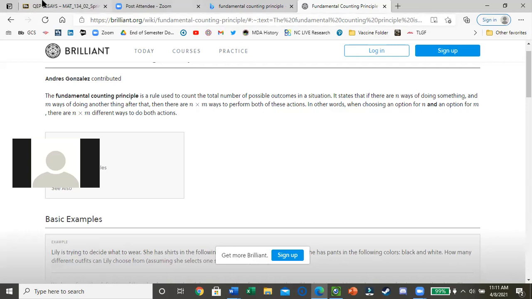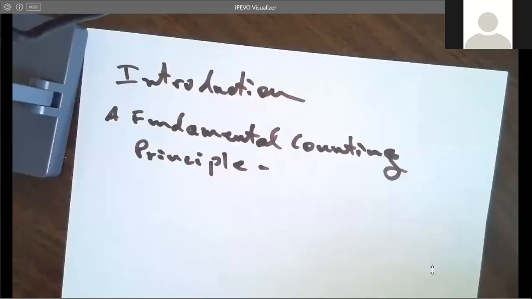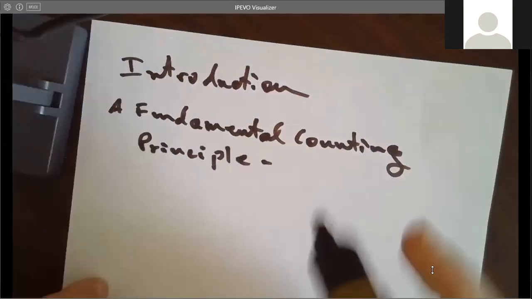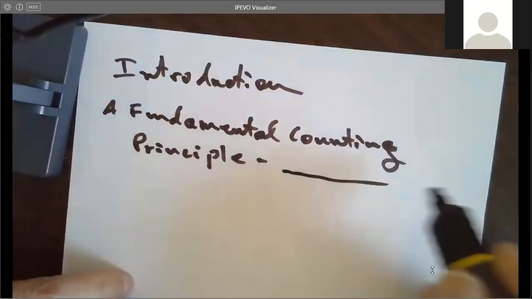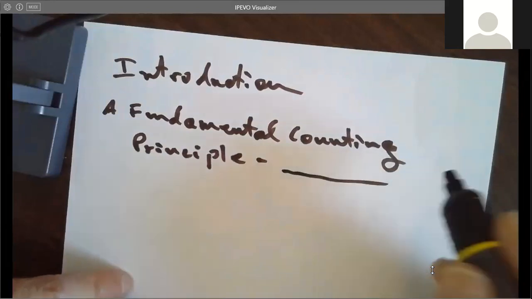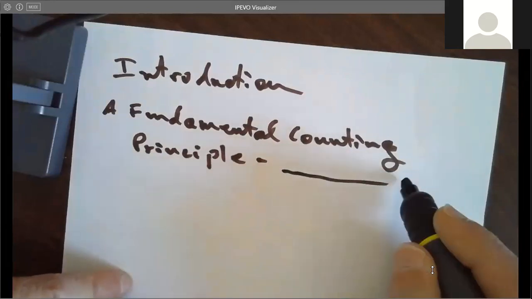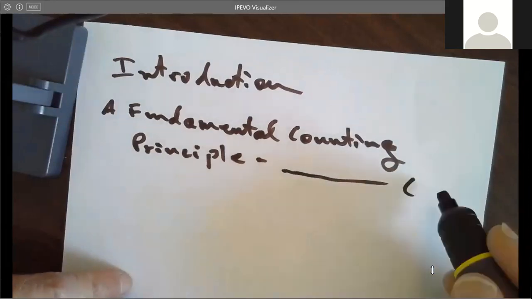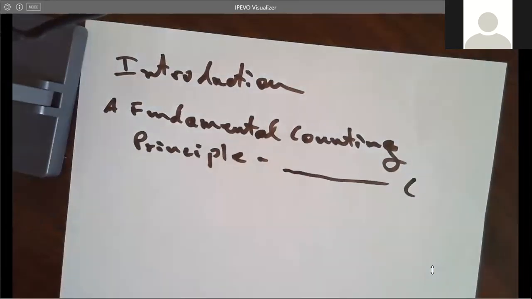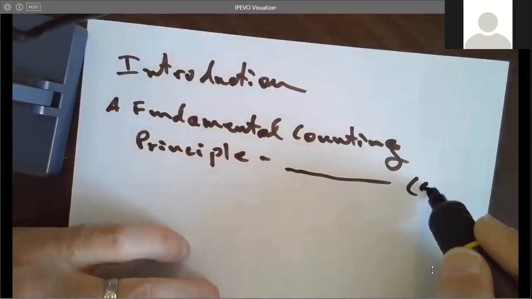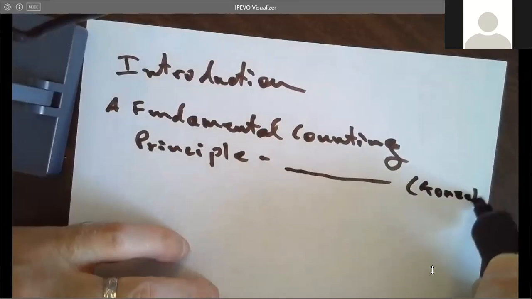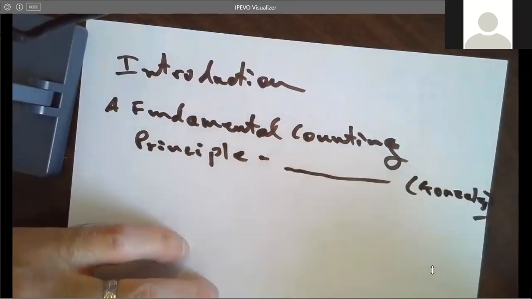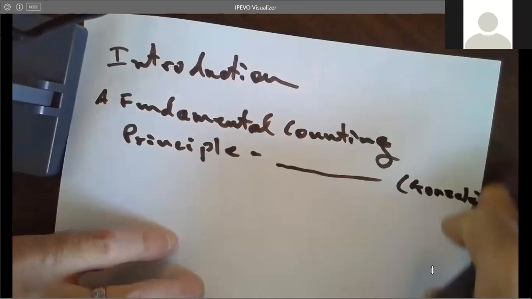So in the outline, you would define it, and then at the end you would put who it was by. So let's say, I don't know, let's say it was Gonzalez. I'm just throwing out any name here. Okay.